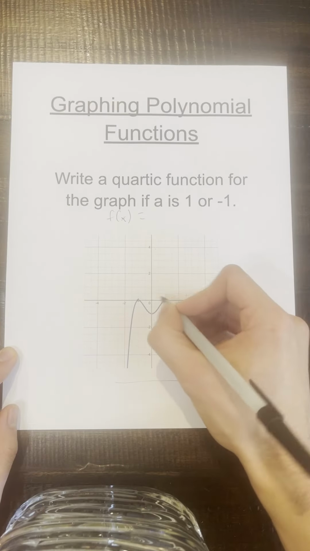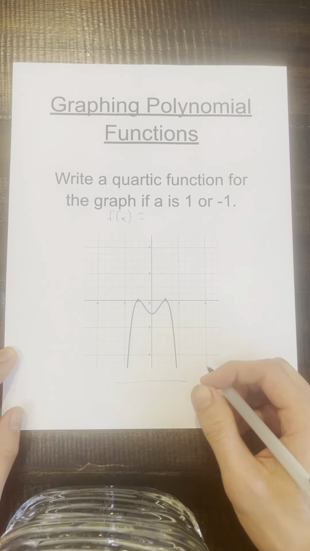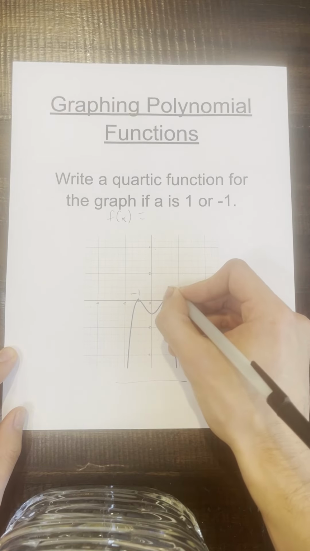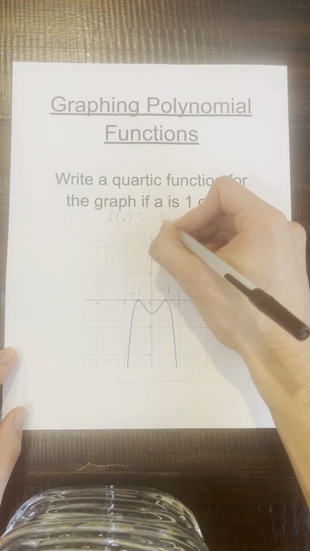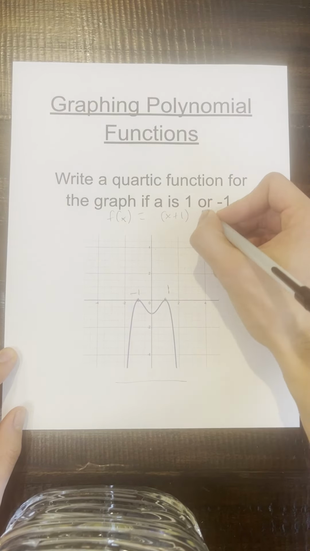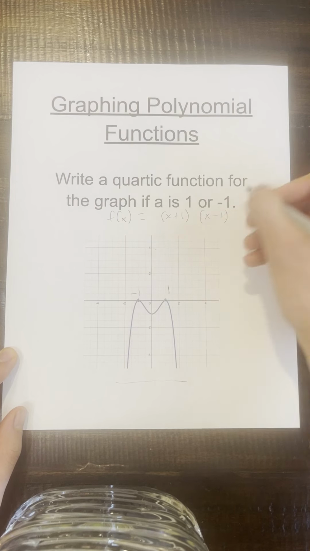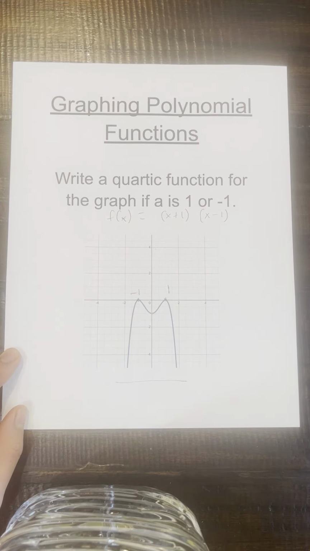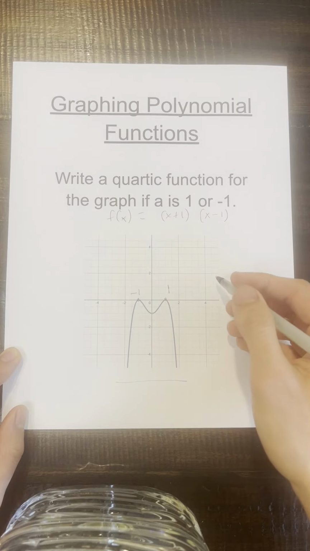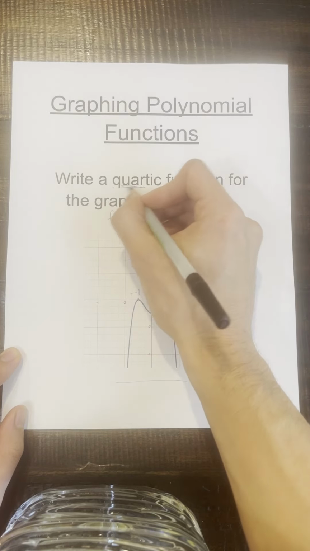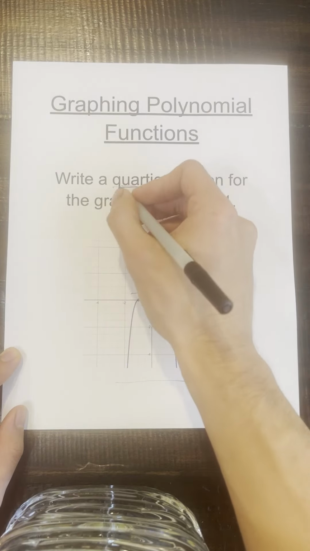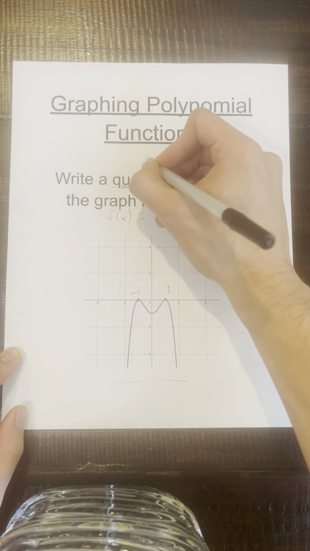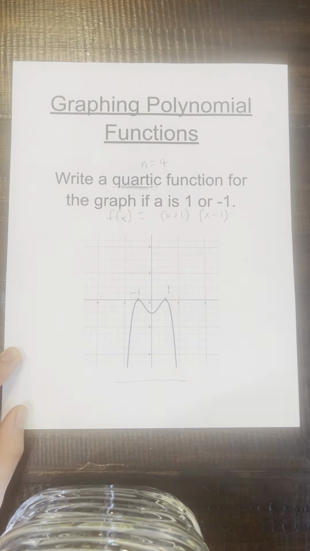Okay, so the roots are here and here, which are how much? So we have -1 and +1 here. So that's going to give us x plus 1 and x minus 1. What did we do for our second step? We found the degree. So the degree of this one, well, what does the word quartic mean? The word quartic means that the degree is going to be 4.